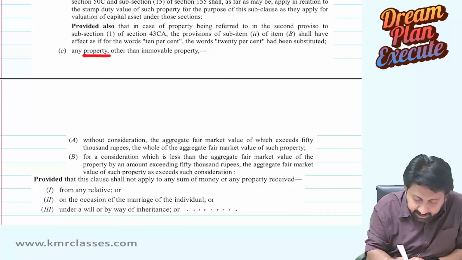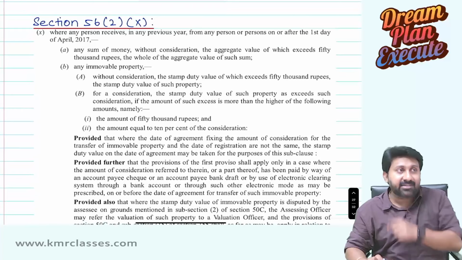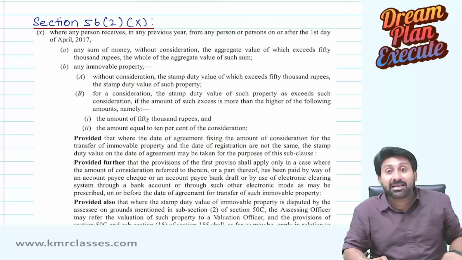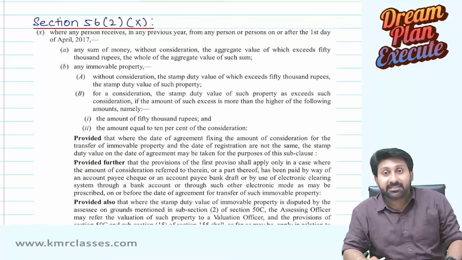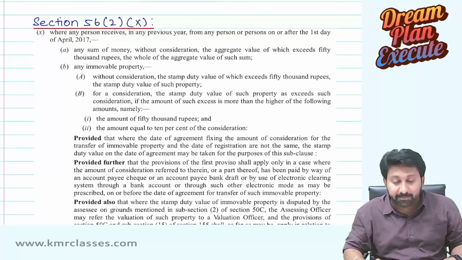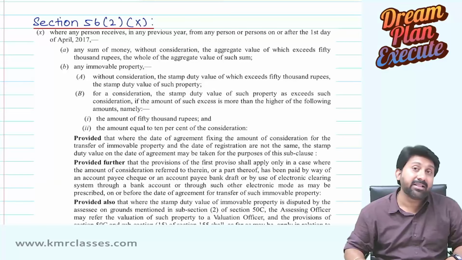Any property. He did not use the word capital asset. He used the word property. Capital asset can be a capital asset. The property can be of two types: property being a capital asset, and property not being a capital asset. What do you mean by that?